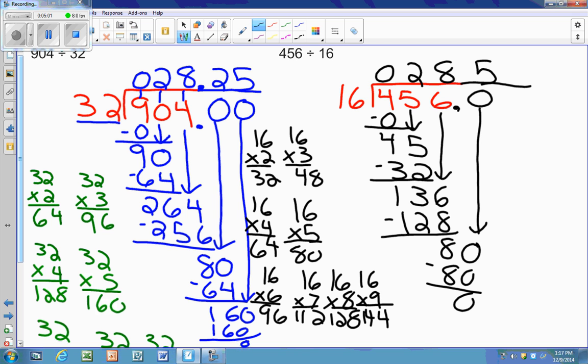And I have to make sure that I put that decimal right up where it is, which is why it's so important that each digit has a digit above it so that my decimal goes in the correct spot.